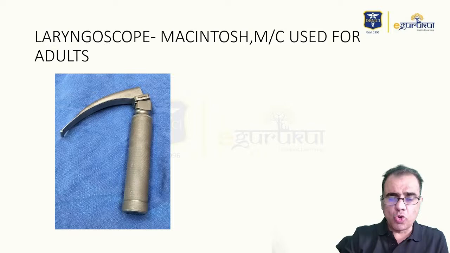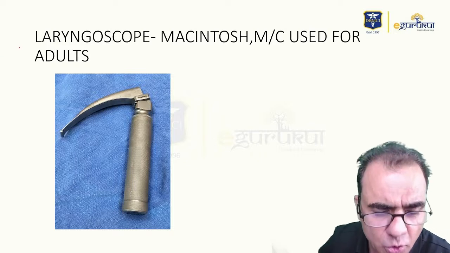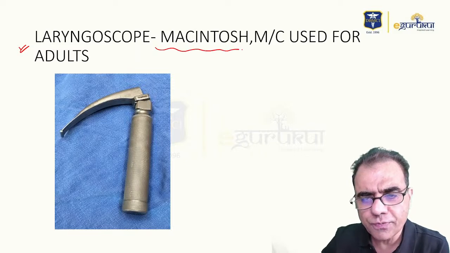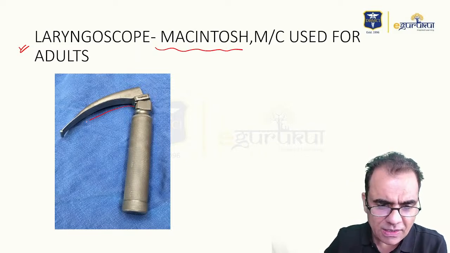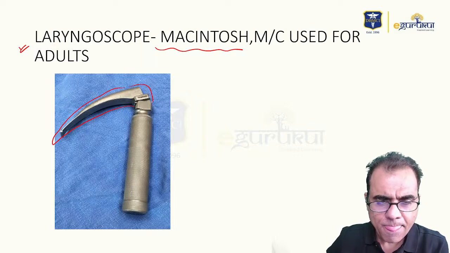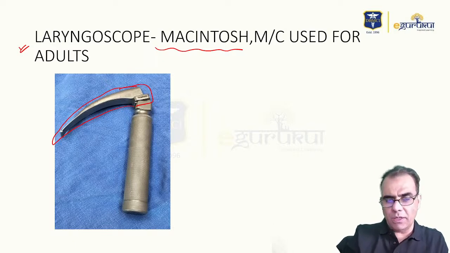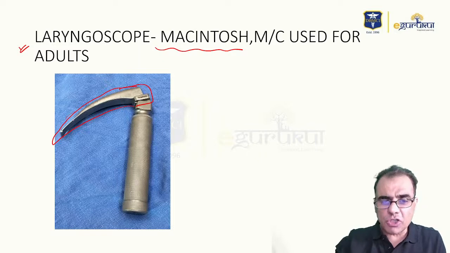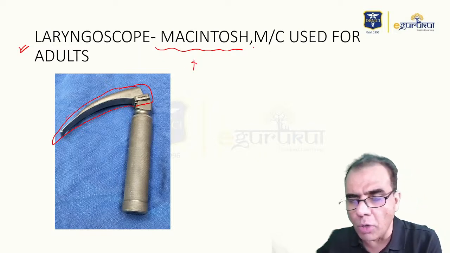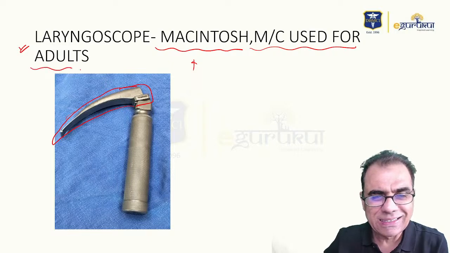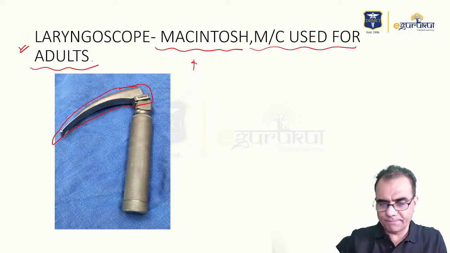Laryngoscope is used to facilitate the intubation. There are many types of laryngoscopes being used, but the most commonly used laryngoscope is Macintosh, which has a curved blade. You can see this is a blade which is curved. Based on the shape of the blade, the laryngoscopes have been named. So Macintosh, which has a curved blade, is most commonly used for adults.